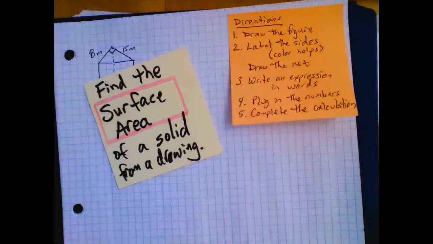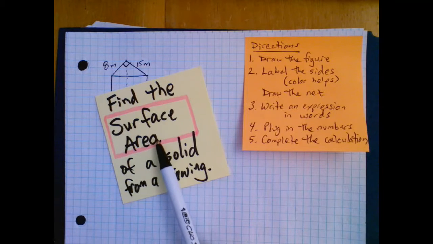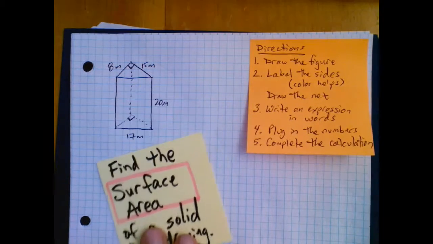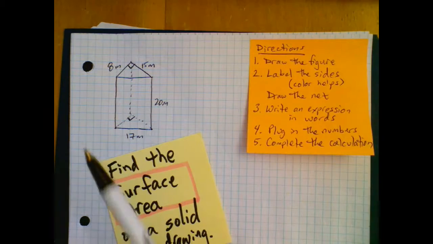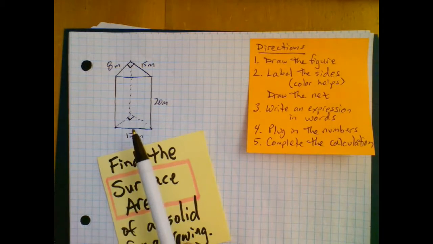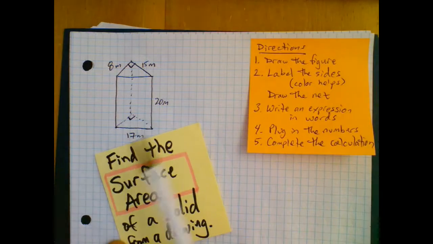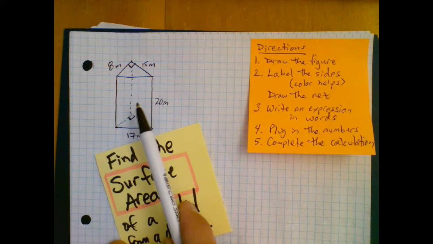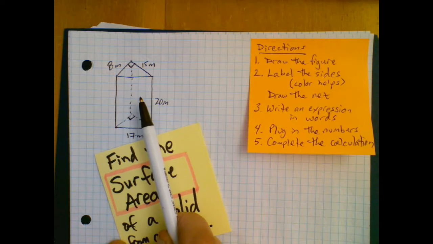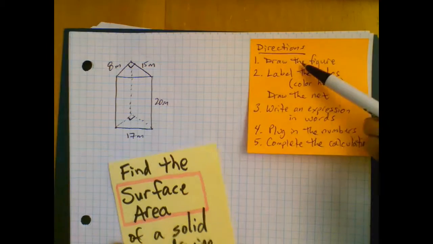Hello there. In this video we're going to be finding the surface area of a solid from a drawing. So here's a drawing of a solid. This is a little different than what we did in class recently, where you were given a box and you had to measure all the outside edges in order to find the area of each side and add together. Today you're actually going to just be given a drawing and you're going to have to come up with the sides from the drawing. And we're going to follow a little process here of drawing the figure, which we've got here.